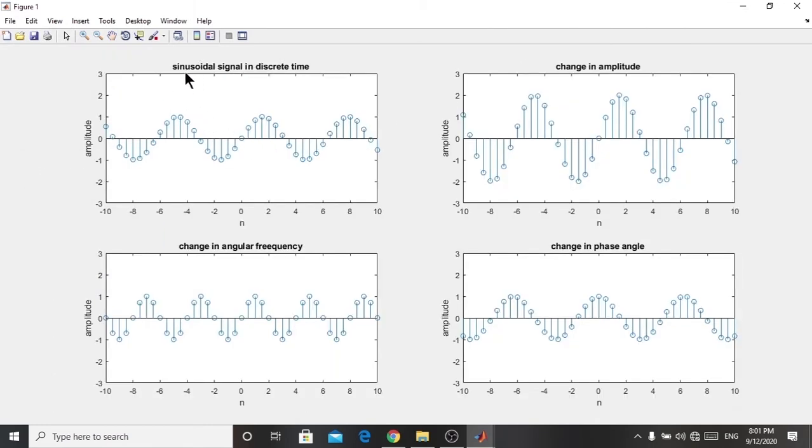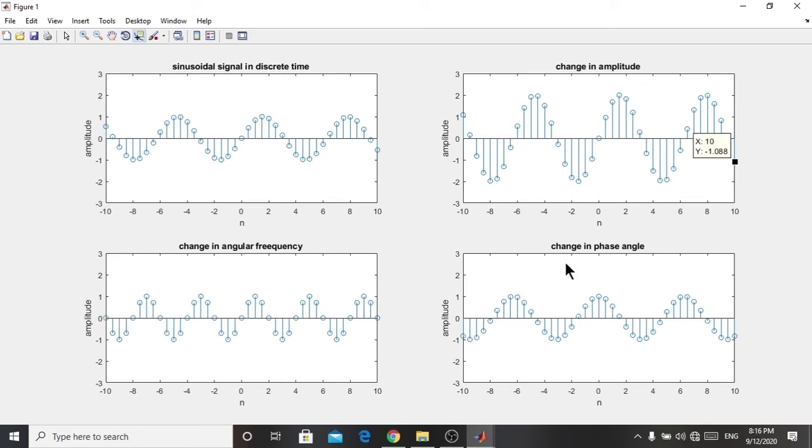So this is how the initial standard sinusoidal signal in a discrete time will look like as in the previous case, but a change in amplitude is seen in this graph. That is, the amplitude is increased from 1 to 2. This is how the amplitude will affect the signal. And the change in angular frequency: when I increase the angular frequency here, the time period decreases. Time period, that is the time taken for completing one complete cycle, decreases.